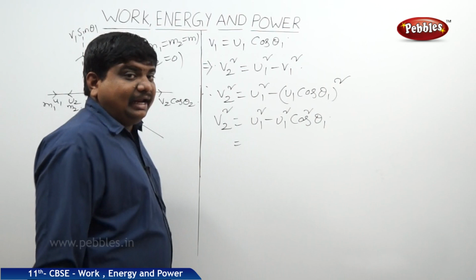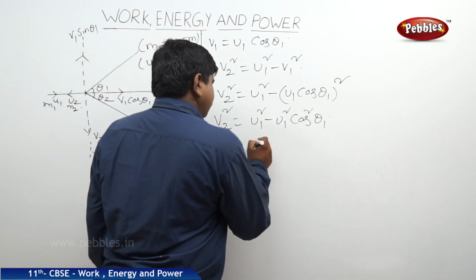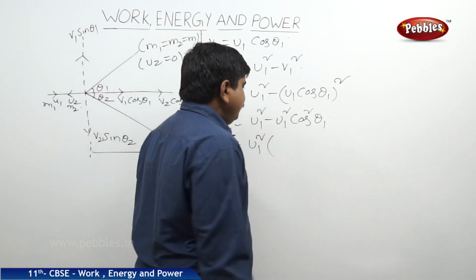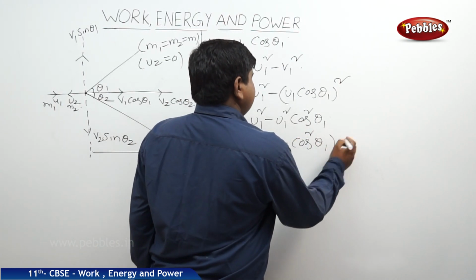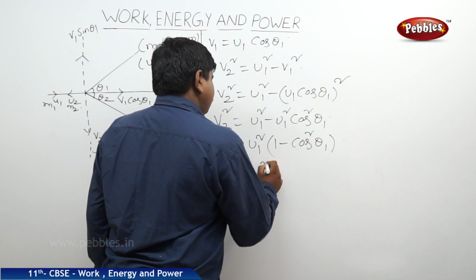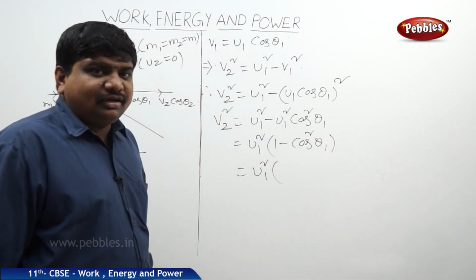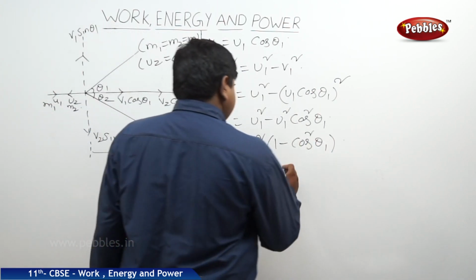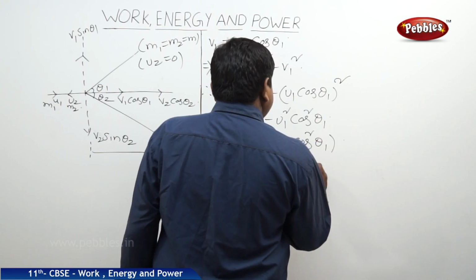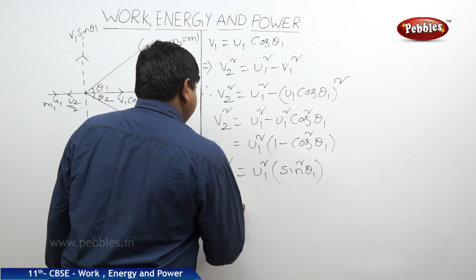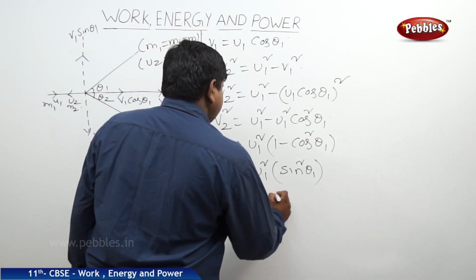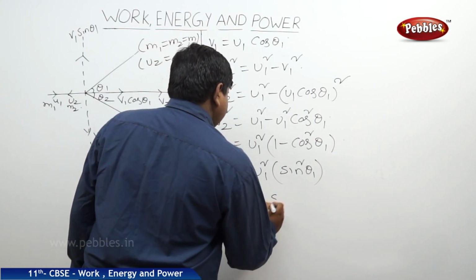In the RHS of the equation we can take u1 square as common. u1 square into 1 minus cos square theta 1. We know that 1 minus cos square theta is sin square theta. Therefore, it is u1 square sin square theta 1 is equal to v2 square. Therefore, v2 is equal to u1 sin theta 1.